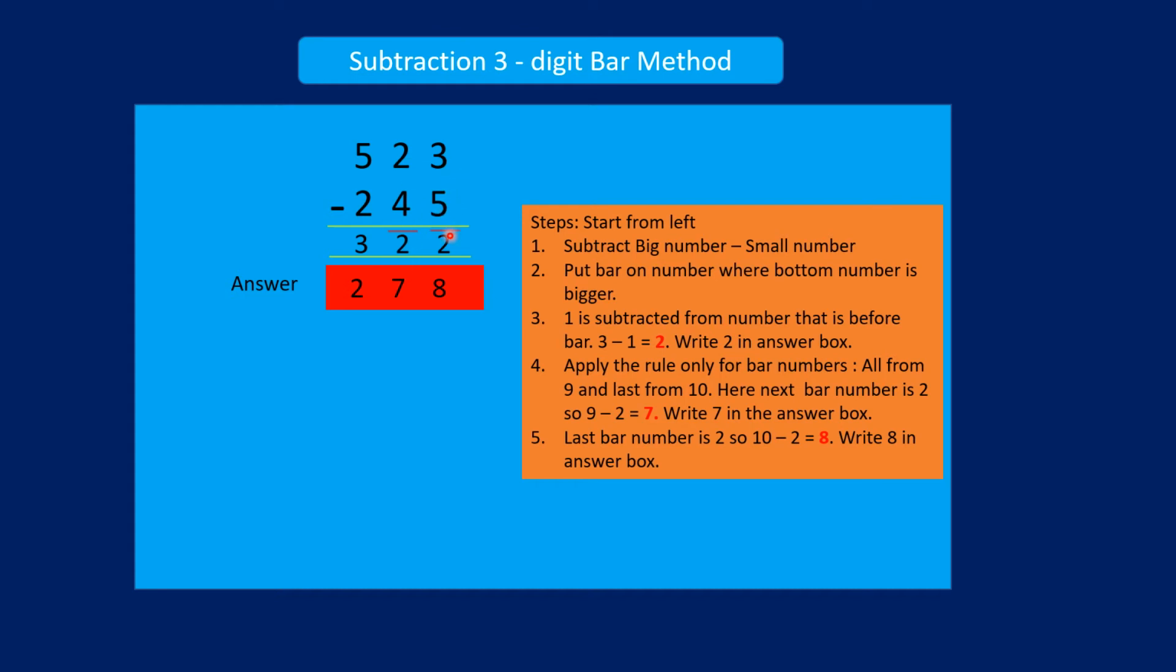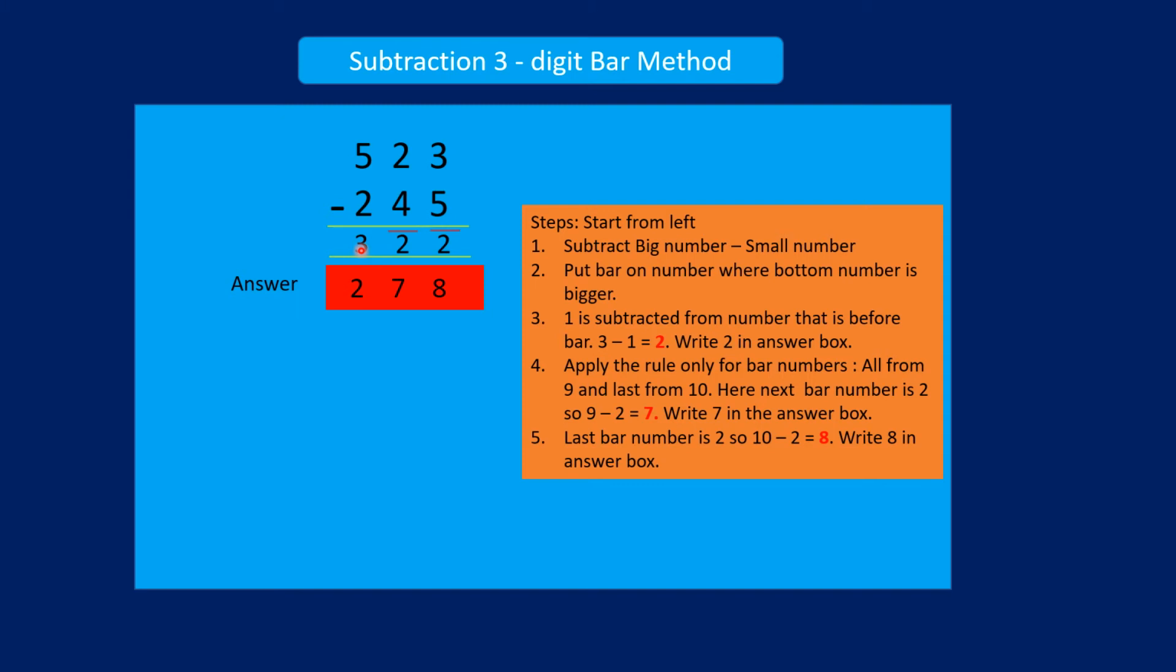5 minus 3, 2. Then we put bar on numbers where bottom number is bigger. So here bottom number is bigger. 4, you did 4 minus 2, so you're going to put bar on 2. Again, bottom number is bigger, so you put bar on 2. Then you apply the rule all from 9, last from 10. But before that, you need to remember that any number before bar, you subtract 1.